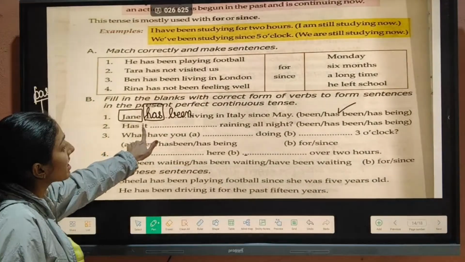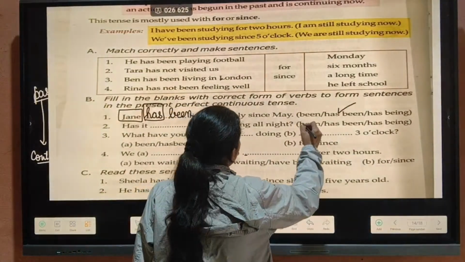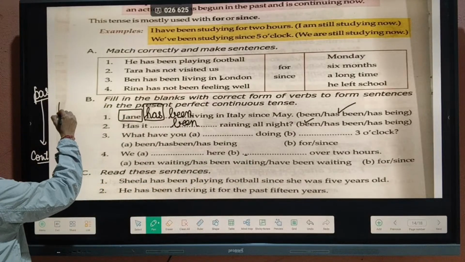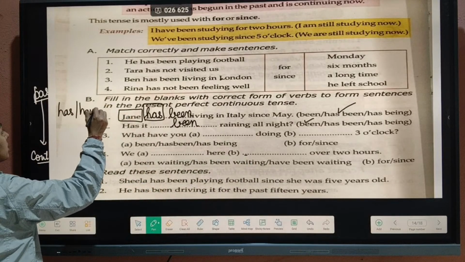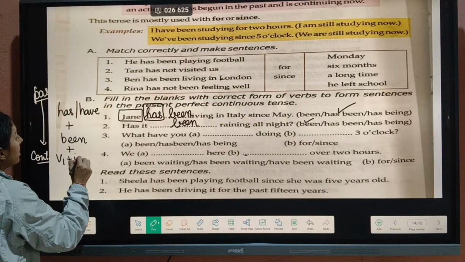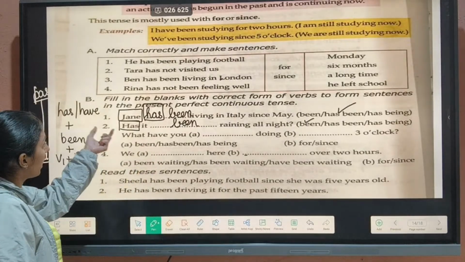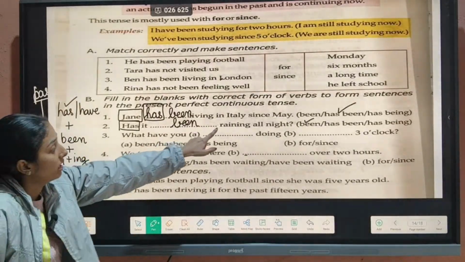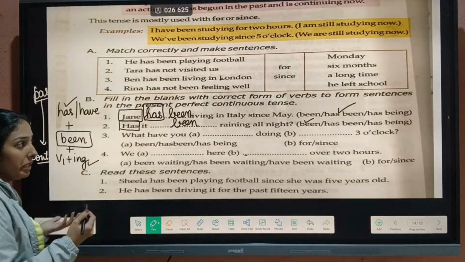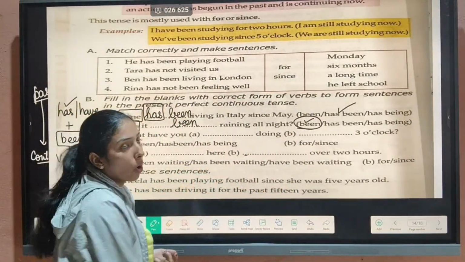Second beta, has it dash raining all night? Has it been? 3 things we have to take care. Has or have plus been should come plus verb first form and ing. In this sentence, we are making question. So helping verb we have put forward. Has is there. Raining. Verb first form plus ing is there. What is missing? Only been is missing. That is why only been we will take. Has it been raining all night?